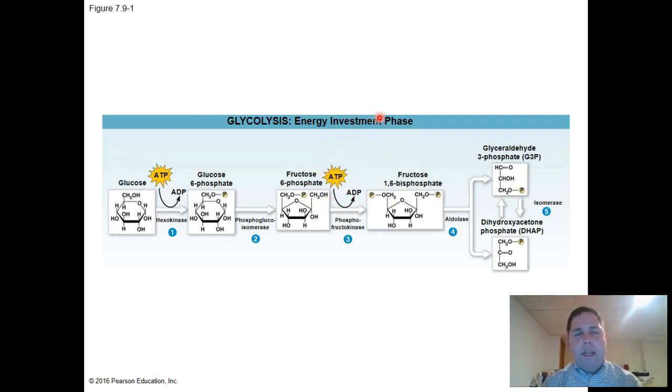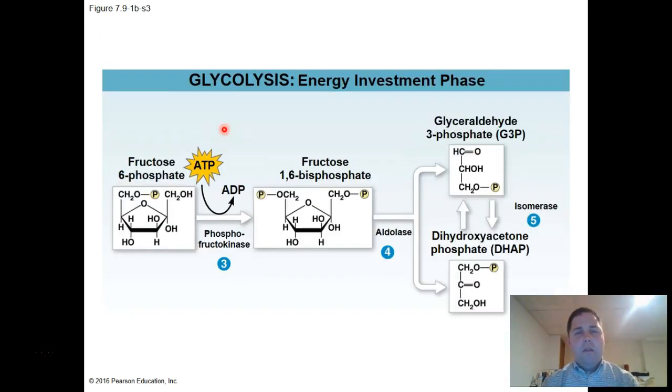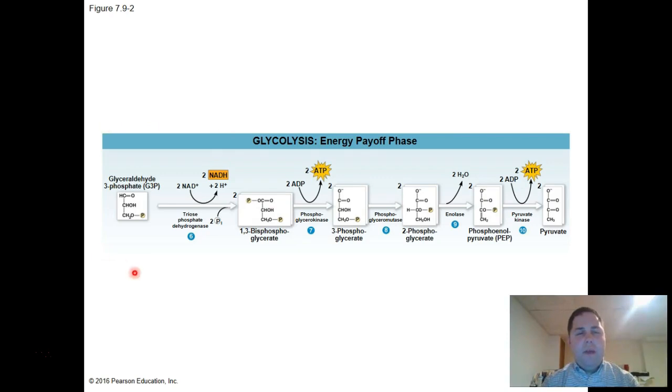So to notice, in investment, we're going to add these two ATPs. We're going to end up with a molecule known as G3P, glyceraldehyde 3-phosphate. That's what we will pass on to the energy payoff phase.